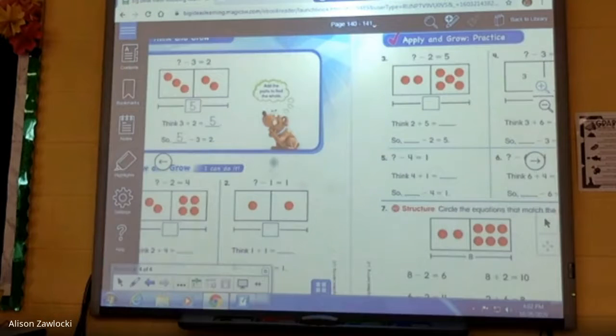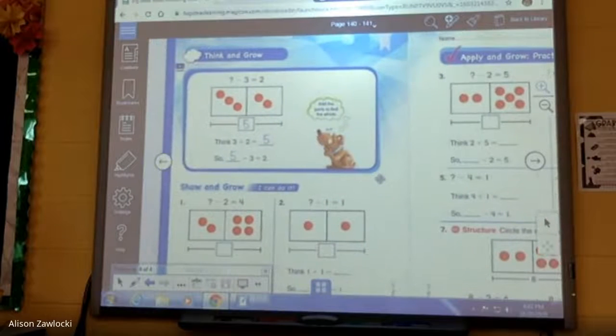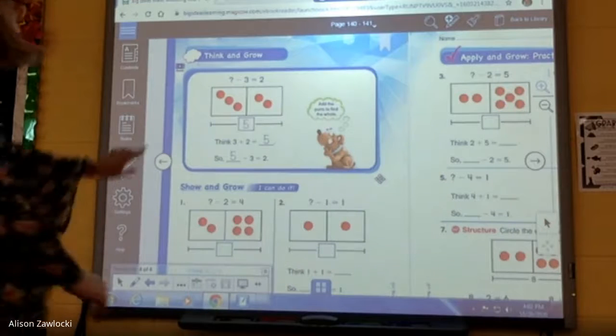Okay, so we see here, we're going to look at this page right here, 140. And you see that our first number is unknown. Don't you see that question mark?